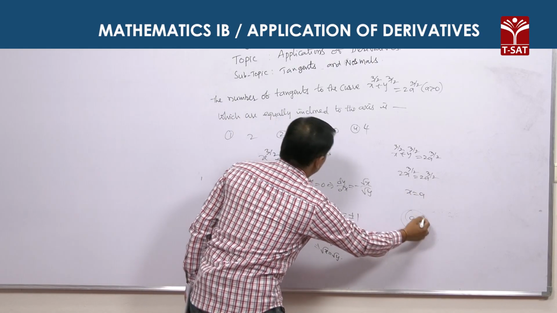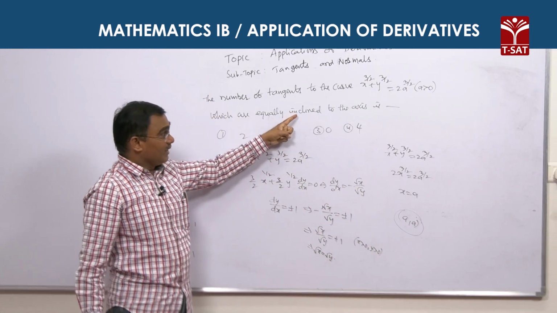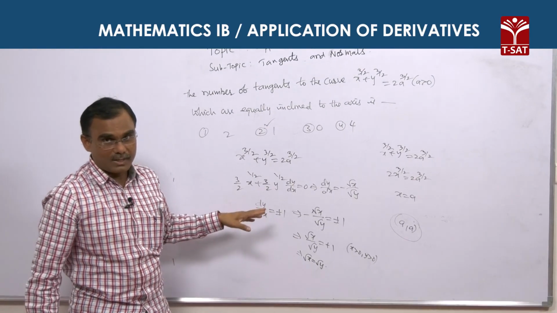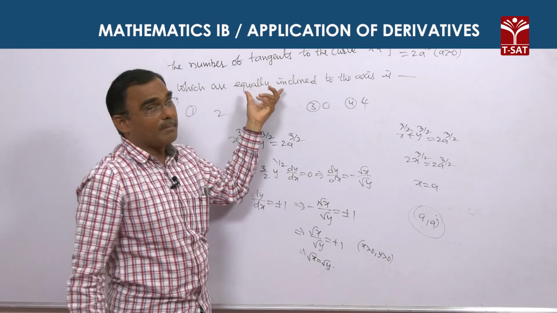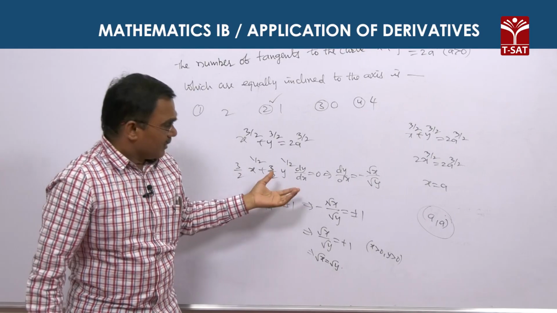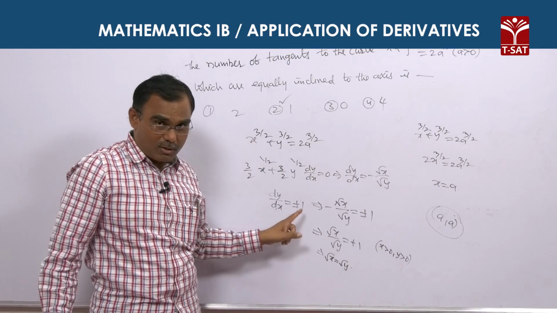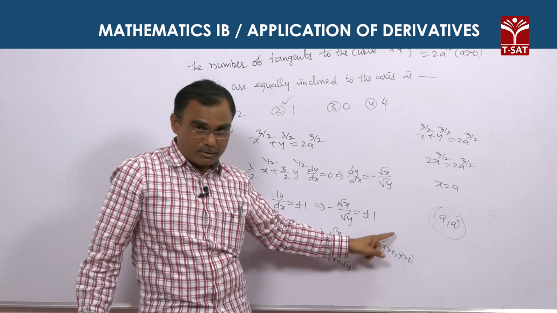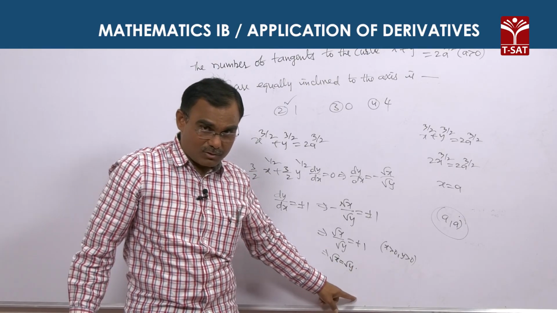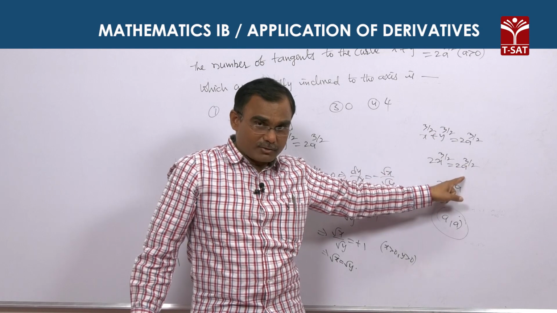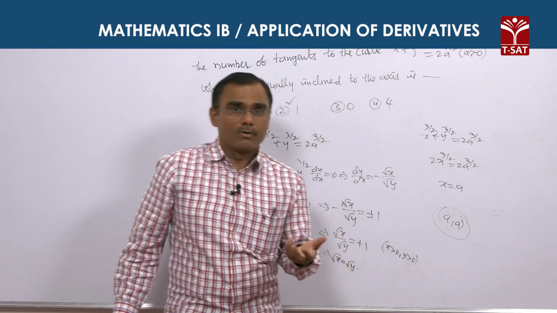At (a, a) is the only one point. At only one point we draw the tangent that is equally inclined to the coordinate axis. For the given curve, how many tangents are equally inclined to the coordinate axis? First we find the slope of the tangent. Slope of the tangent equally inclined to the coordinate axis means slope is equal to plus or minus 1. Simplify: root x positive, root y positive, only one sign is possible. Root x equals root y means x is equal to y. Substitute in the curve equation, we get x equal to a, y equal to a. At only one point is the tangent equally inclined to the coordinate axis.